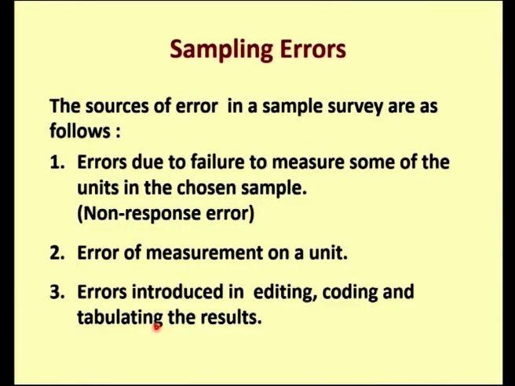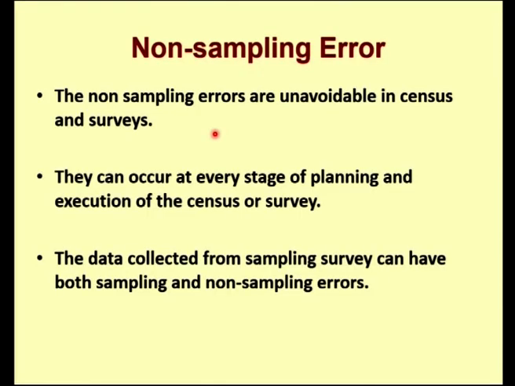And we have another type of error that is not because of sampling. All such errors, like the third type, that is, errors introduced in editing, coding and tabulating the results, come under non-sampling error. So, non-sampling errors are unavoidable, as I mentioned, in census and surveys. These types of error can occur at each and every stage of planning and execution of the census. So, the data collected from a sampling survey can have both sampling and non-sampling errors.